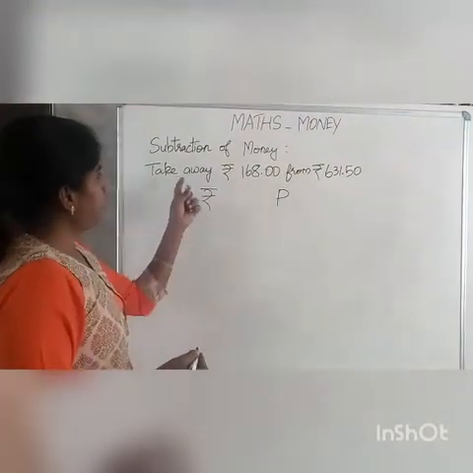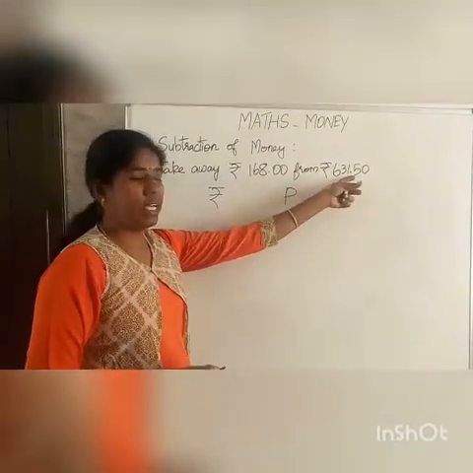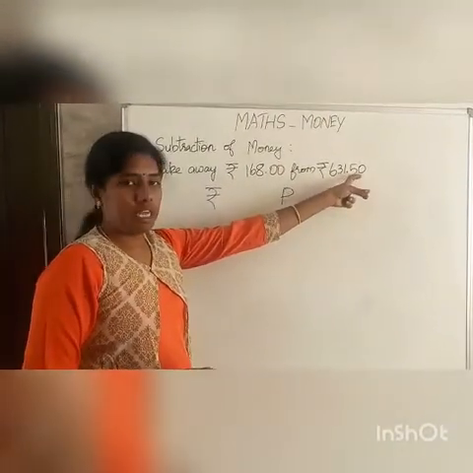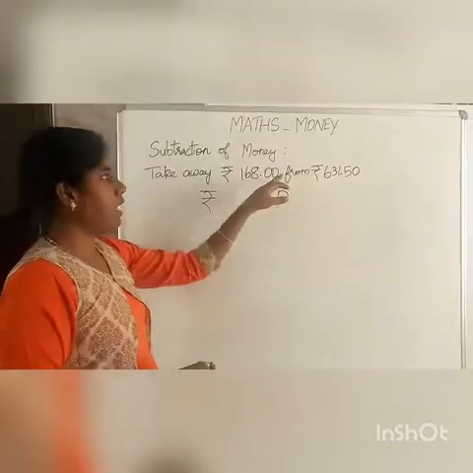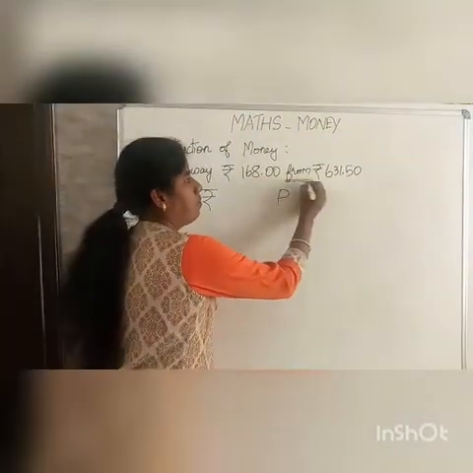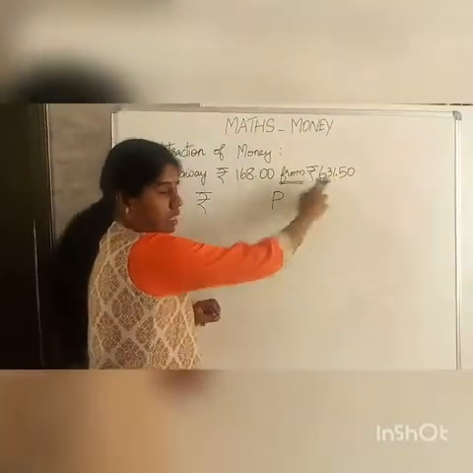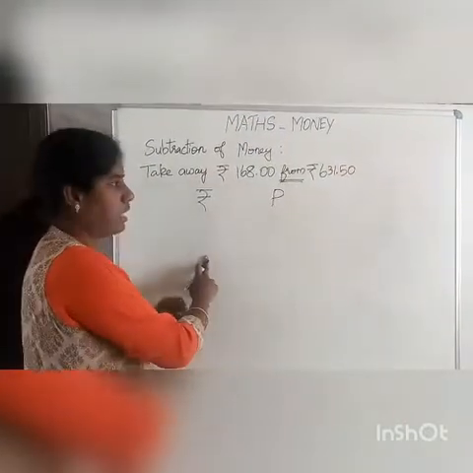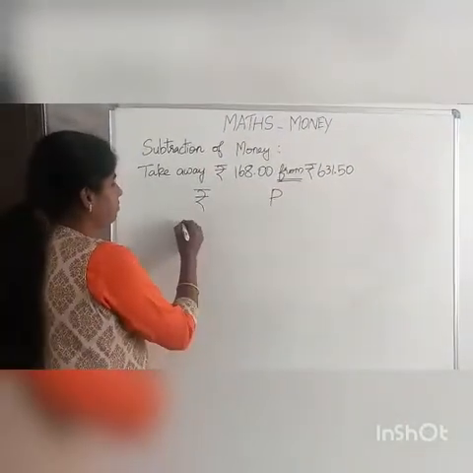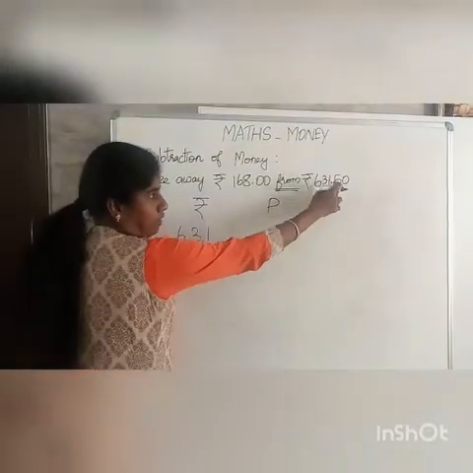So here, take away 168 from 631 rupees and 50 paise. We need to write the bigger number, the number which is there after "from", first, and from that we need to subtract this money. So first we will write 631 rupees and 50 paise.